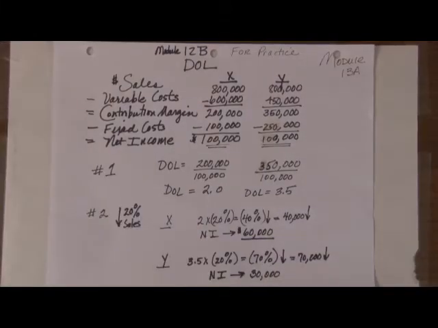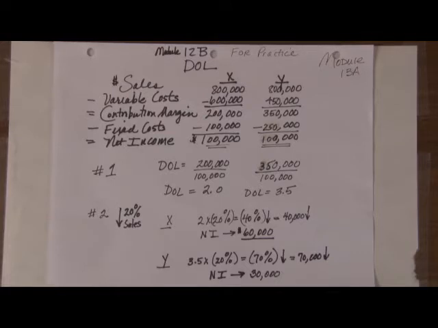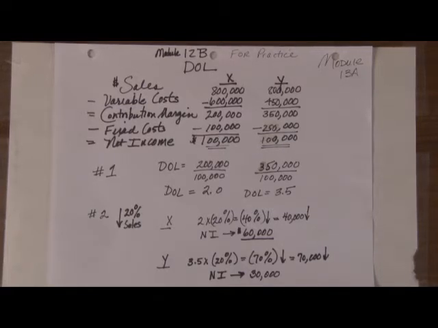Let's do the same type of exercise for company Y. Y has a DOL of 3.5 multiplied by the percentage drop in sales gives us a 70% change in net income. So our net income will be going down by $70,000. And $100,000 where we began minus the $70,000 drop gives us a predicted net income of $30,000.